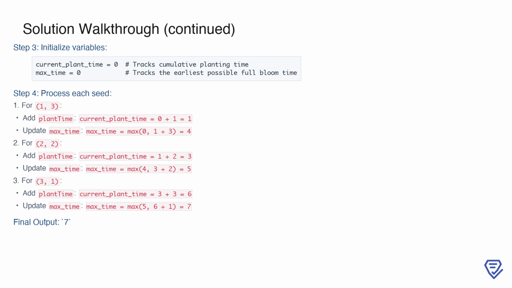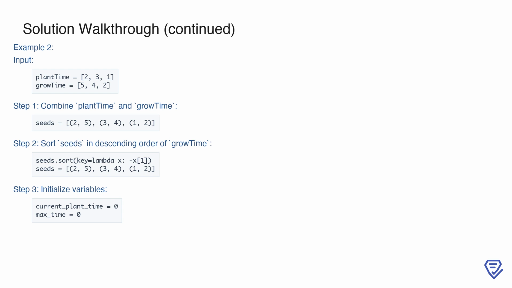For the first seed, (1, 3), we add the planting time, updating current_plant_time to 1. The full bloom time for this seed is the planting time plus the growing time, so max_time becomes 4. For the second seed, (2, 2), the cumulative planting time increases to 3, and the bloom time leads to max_time being updated to 5. Finally, for the last seed, (3, 1), the cumulative planting time reaches 6, and the bloom time results in a max_time of 7. The earliest day when all flowers are in full bloom is therefore 7.